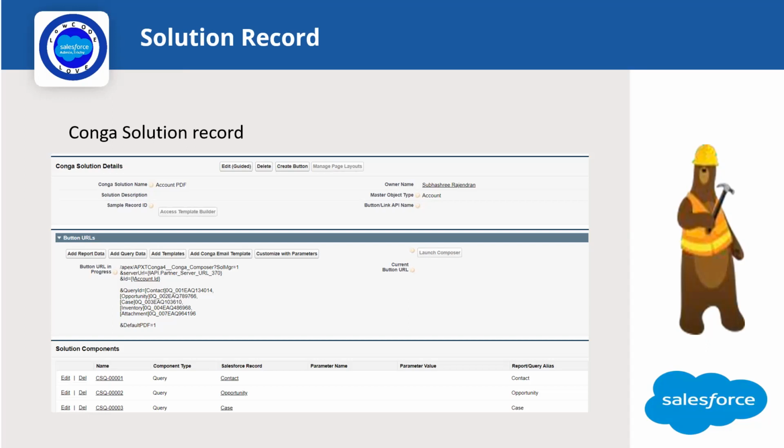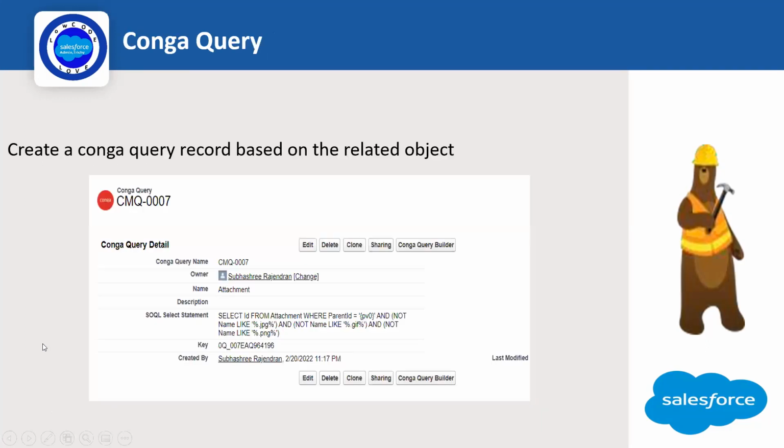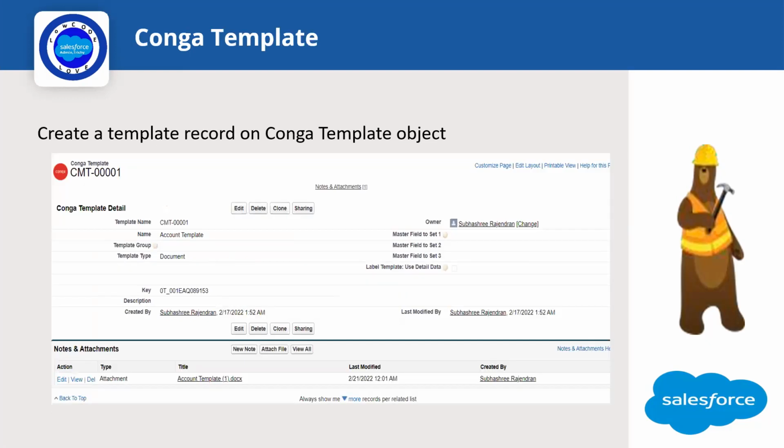Everything you add will come under the solution components. Next is the Conga query record. We use a Conga query record to fetch the data of the child object. Here the key will be generated automatically after creating the record. And next, the template record. We can design our own template based on our business requirements.